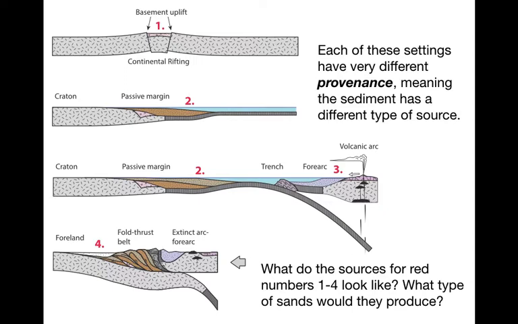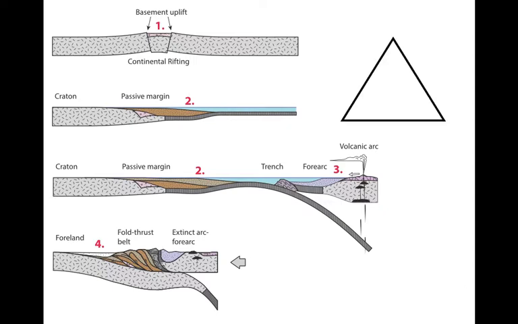What do the sources for red numbers 1 through 4 look like? What type of sands would be produced there? Well, let's take a look at that. Let's just quickly draw a ternary diagram and then plot on it what we would expect for these different types of settings.